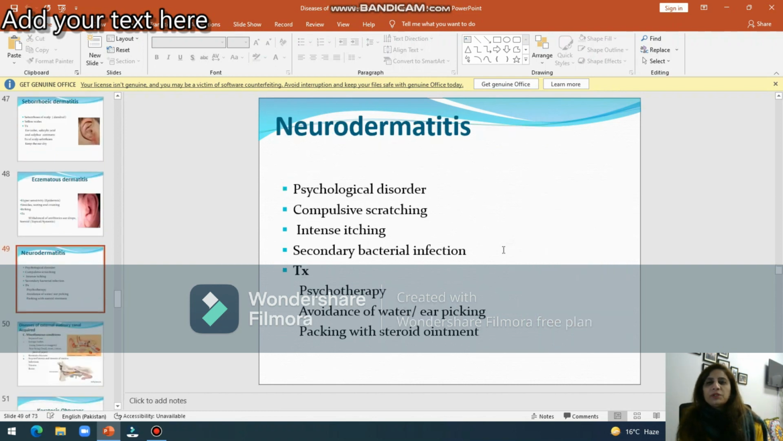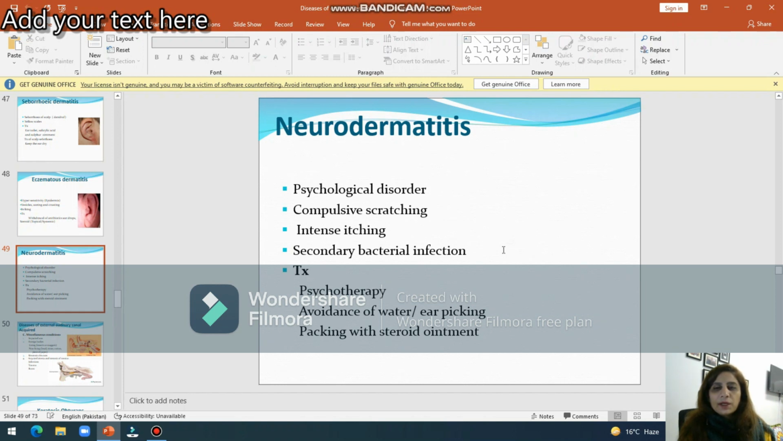Neurodermatitis: the patient will present with severe itching in the ear due to some psychiatric problem. The patient is in the habit of scratching the ear. Whenever the patient is stressed and there is some neural problem, the patient under stress will scratch his ear, and the scratching will lead to infection of the external auditory canal. So there will be a history of intense itching.